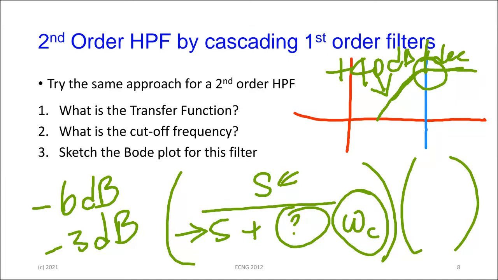This is using the same number of passive components. You have 2 resistors and 2 capacitors, right? But you have an extra op amp on it. Fair enough?